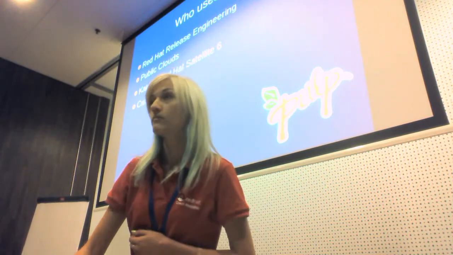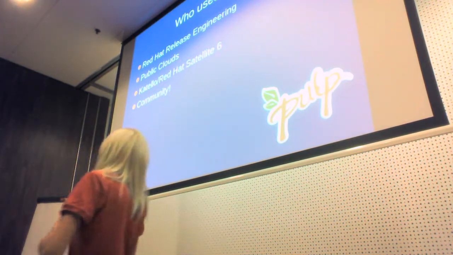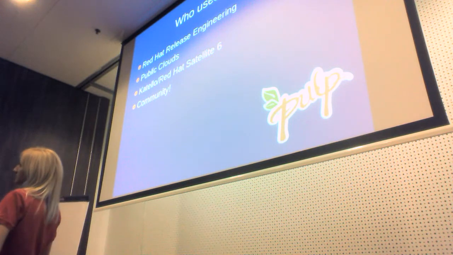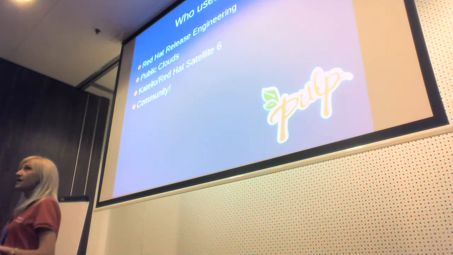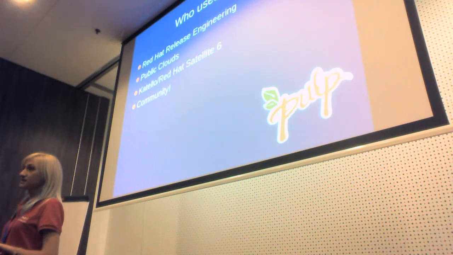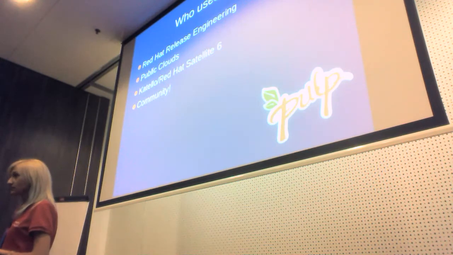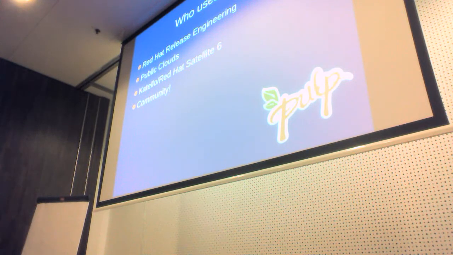So, let's see where Pulp is used. Pulp is used mainly by Repositories Engineering. What does Repositories Engineering do? It tries to deliver all the repository products via CDN. CDN is Content Delivery Network, and the cornerstone of the CDN is Pulp. Pulp is also in the public cloud.